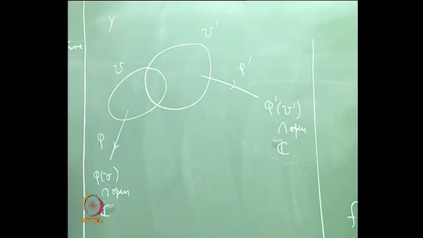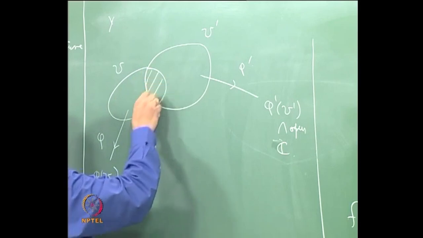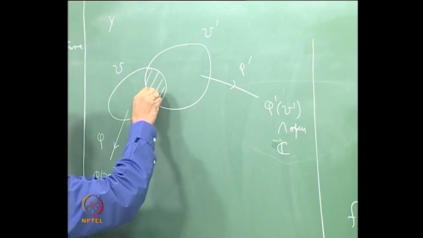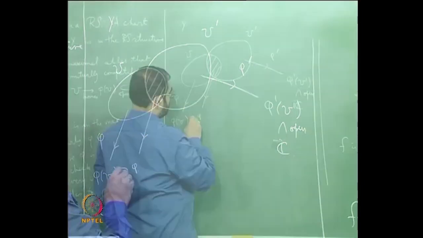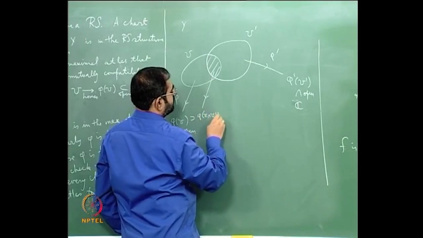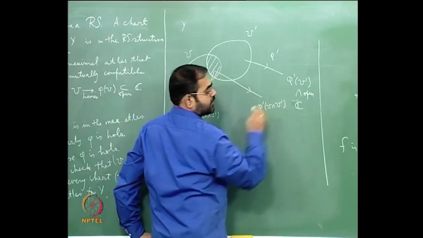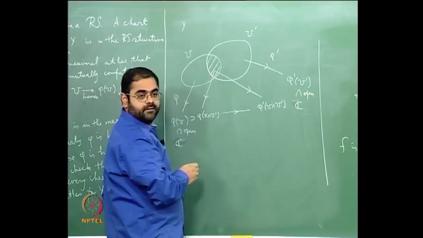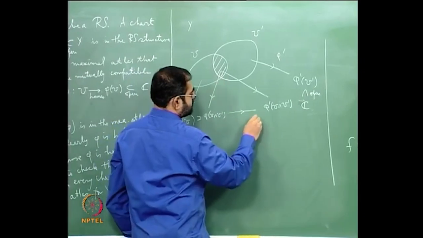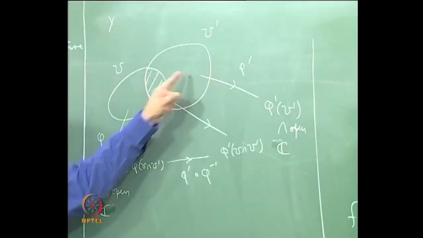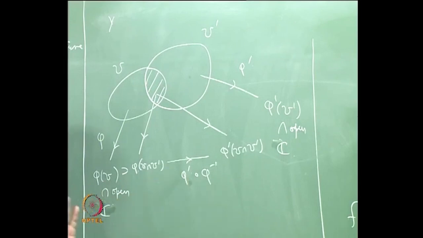What is the compatibility of (U, phi) with (U prime, phi prime)? I'll have to take this intersection, and I will have to write out the transition function and say that that is holomorphic. The transition function goes from phi of U intersection U prime to phi prime of U intersection U prime. It is just: apply phi inverse and then apply phi prime. And when are these two charts compatible? When this is holomorphic. So that is what I have to check.